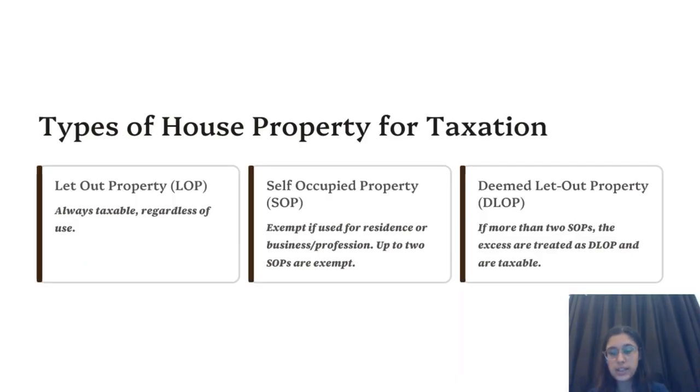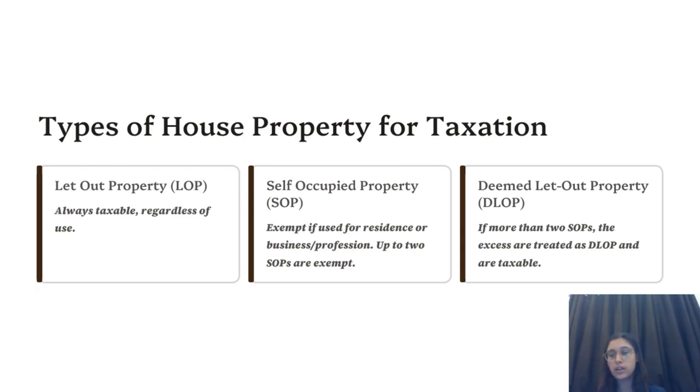So, the next slide is types of house property for taxation. There are mainly three types of house property for taxation. First is let out property, always taxable no matter how it's used. Second one is self-occupied property. If it's used for living or for own business or profession, it's exempt. Up to two houses can be treated as SOP.